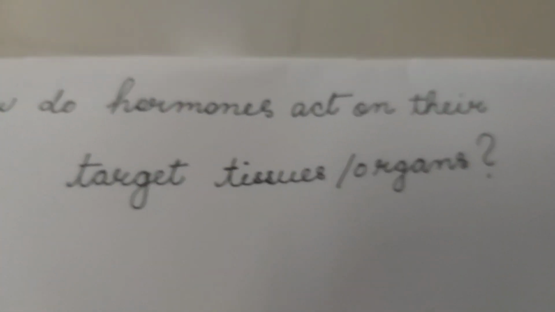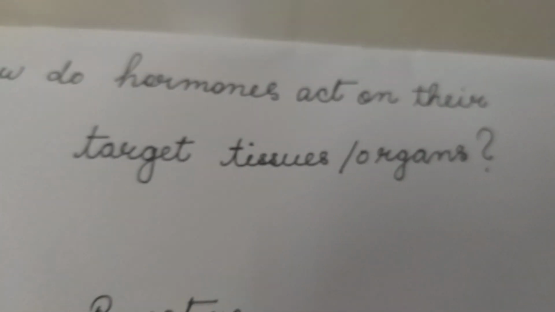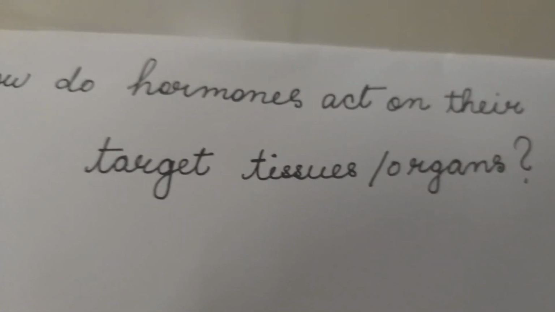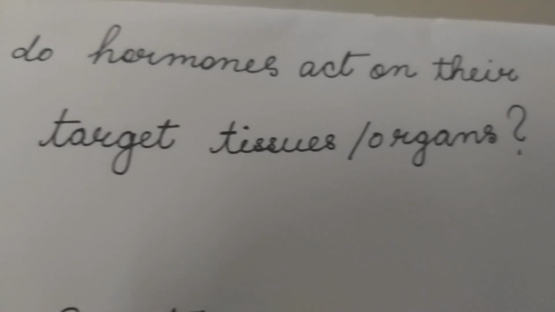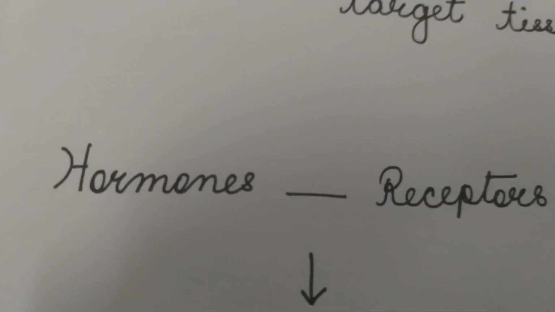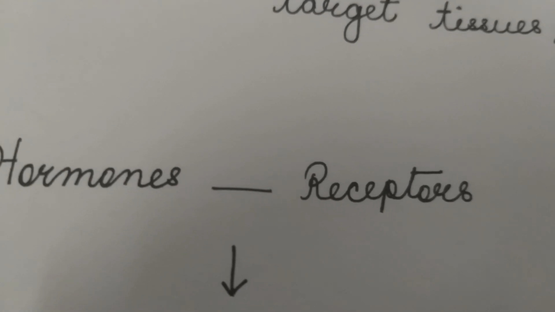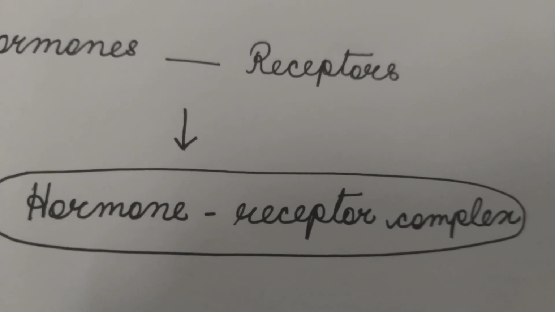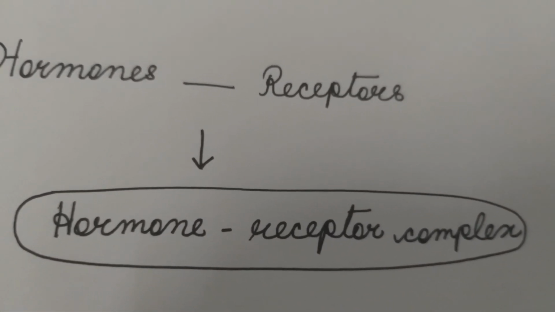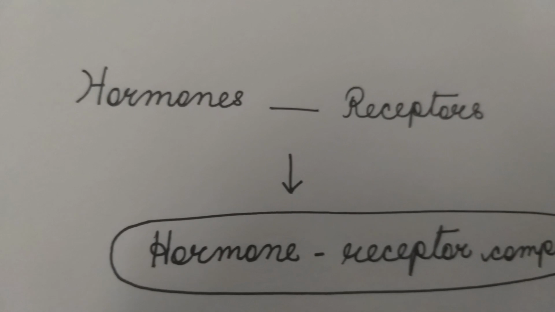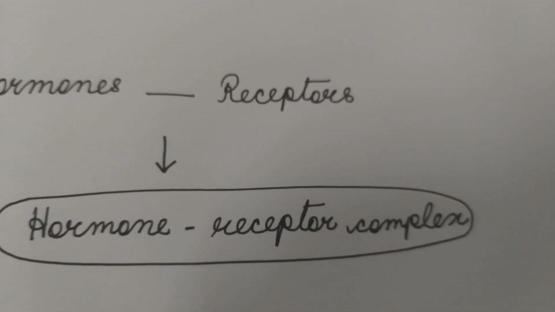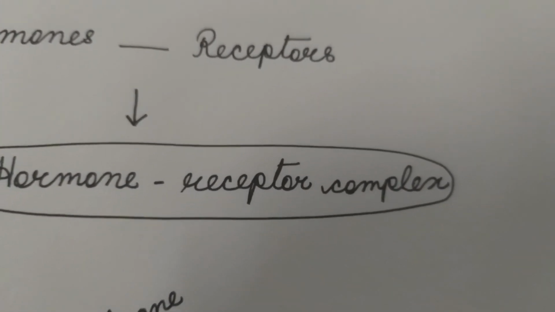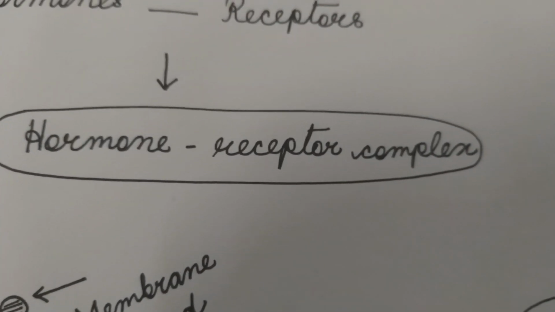How do hormones act on their target tissues or organs? What is the mechanism of action of hormones? To act on the target tissue or target organ, hormones usually bind to specific receptors and form a hormone receptor complex. The receptor is specific. Each specific hormone binds to a specific receptor in the target organ and forms a hormone receptor complex. Now receptors are of two types.